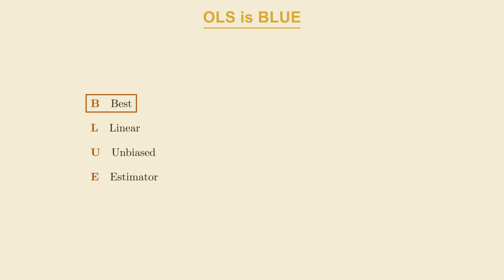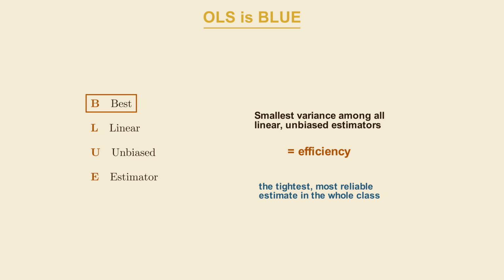Then finally we get to B, which is the real prize. B here stands for best, and best has a pretty precise meaning. Among all the estimators that are both linear and unbiased, OLS has the smallest variance. We call that efficiency. So there might be other ways to estimate the slope that are also linear and also unbiased, but none of them are more precise than OLS. It ends up giving you the tightest, most reliable estimate in the whole class. So that's why OLS is the default. When those conditions hold, it's provably the best linear unbiased estimator that you can write down.